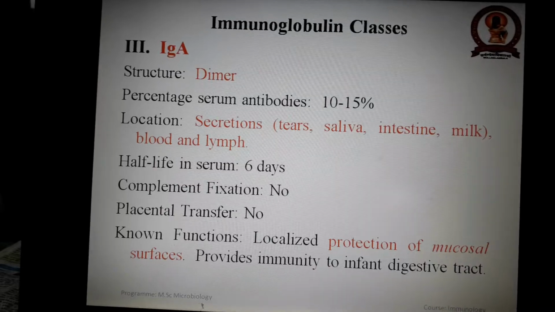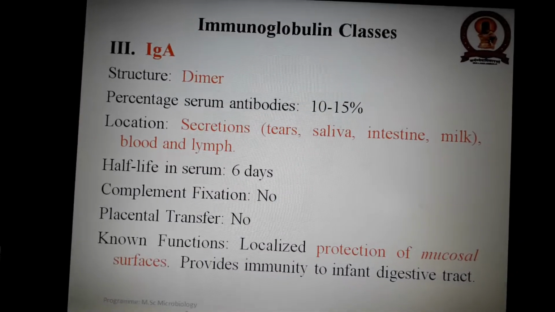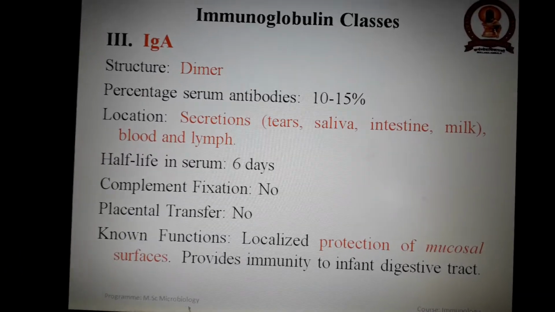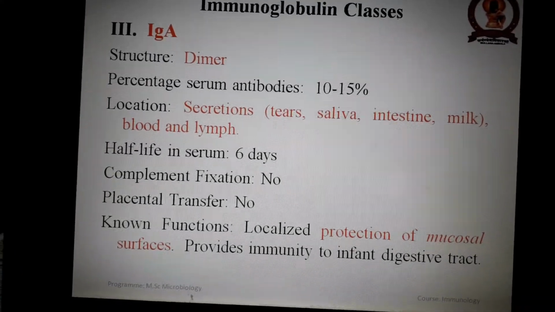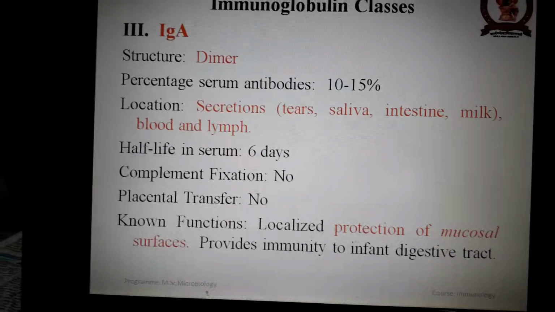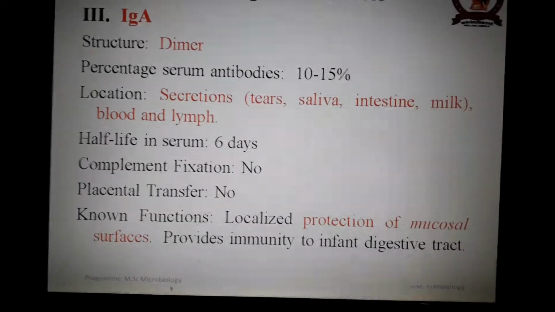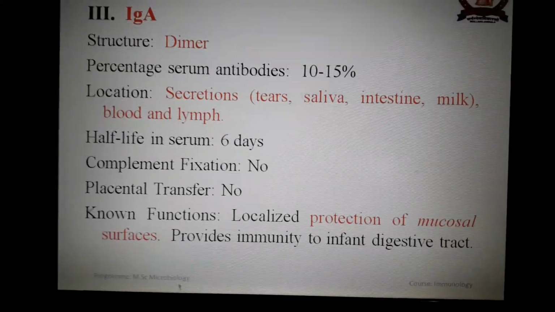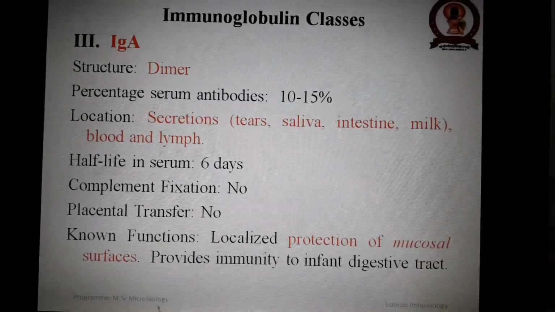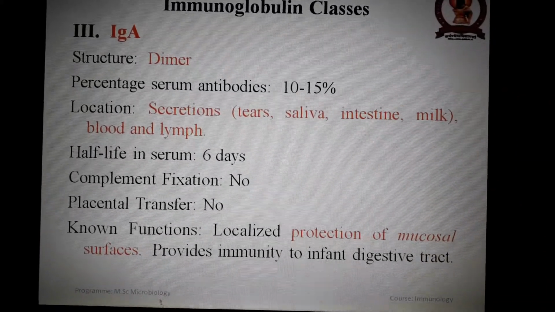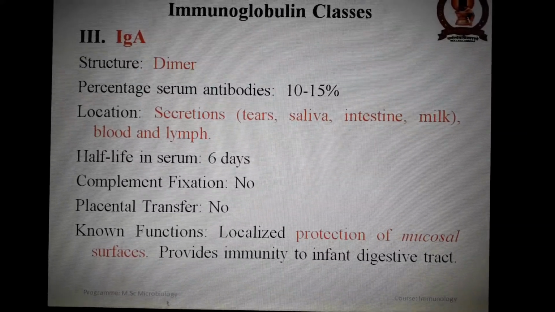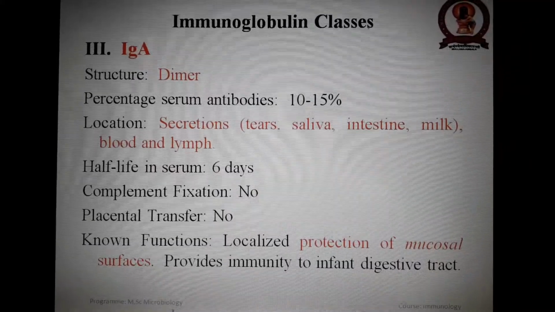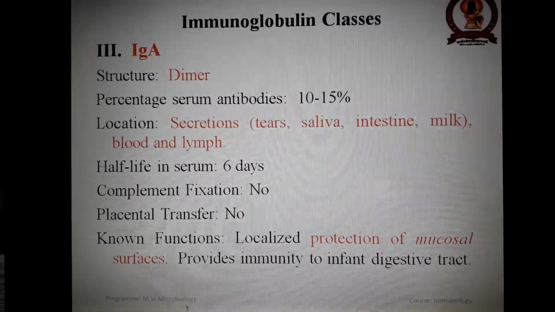When we are dealing with antibody A, its structure is a dimer. Dimer means it has two Y-shaped structures. Its percentage in the serum is 10 to 15%, and its location is in the secretions. We have different types of secretion in our body: tears, saliva, the intestinal layer, milk, and blood and lymph. These are the locations from where we can isolate immunoglobulin A, or antibody A.